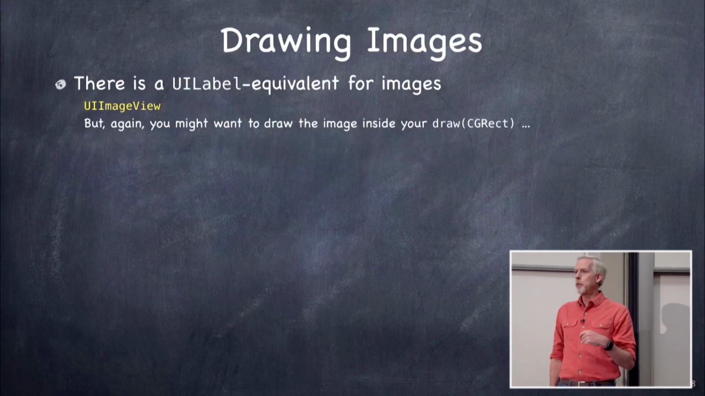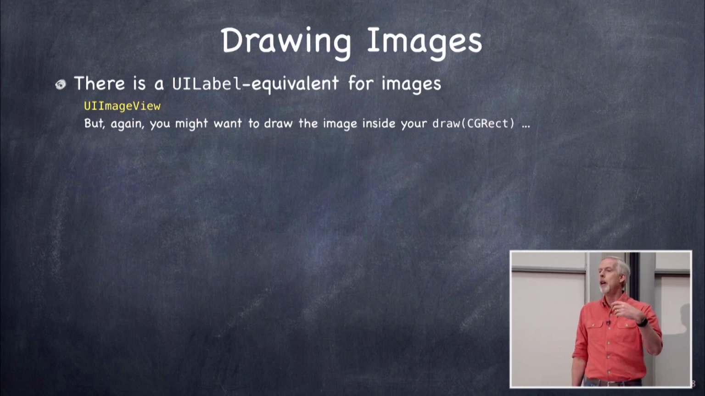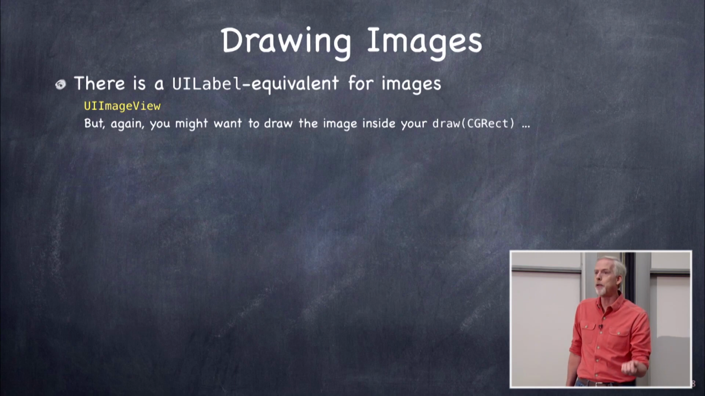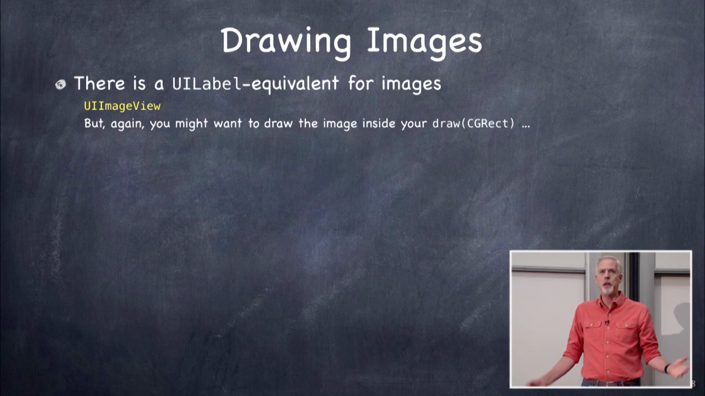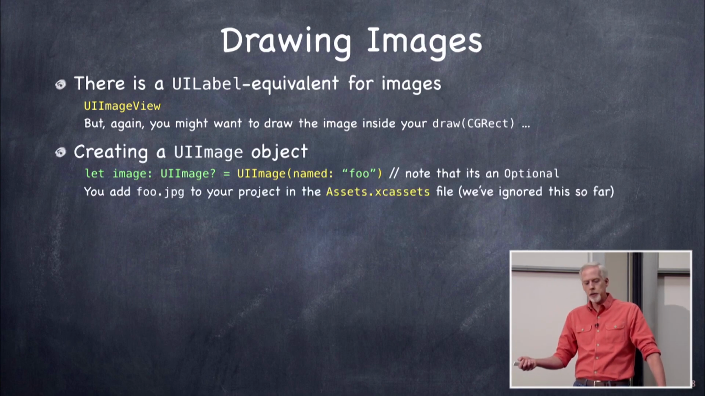What about images? We know how to draw lines and arcs. We know how to draw text. What about drawing images? Just like UILabel for text, there's another one called UIImageView, which lets you add an image as a subview. So you could use that to draw an image in your view if you wanted. Just do it as a subview. But if you want to draw an image in your CGRect, you can do that too.